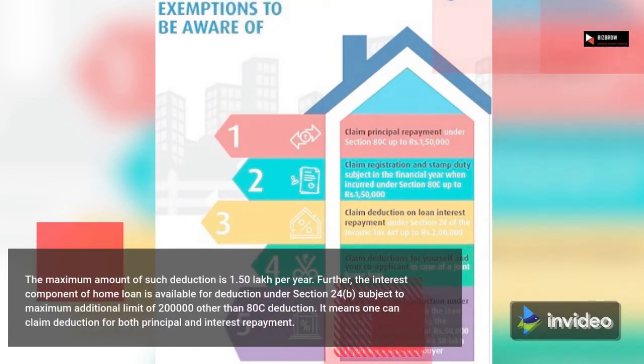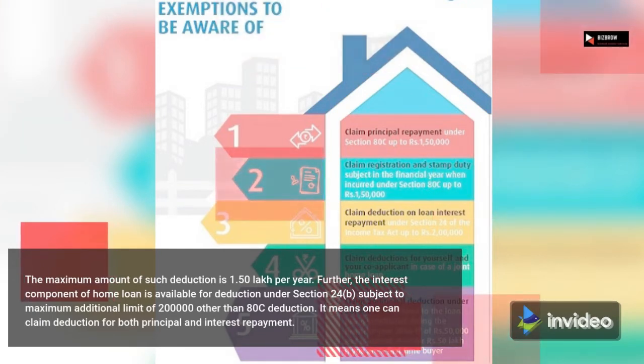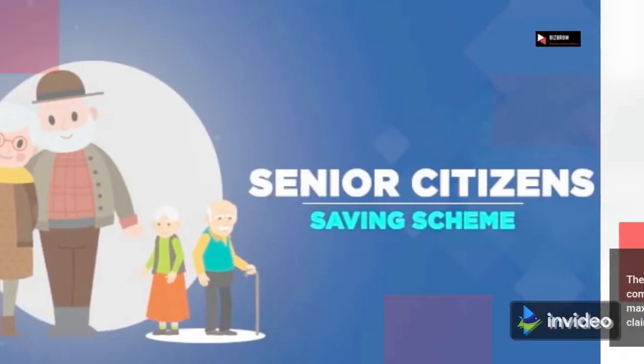Further, the interest component of home loan is available for deduction under Section 24B, subject to a maximum additional limit of 2 lakh other than the 80C deduction. It means one can claim deduction for both principal and interest repayment.